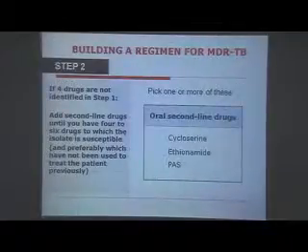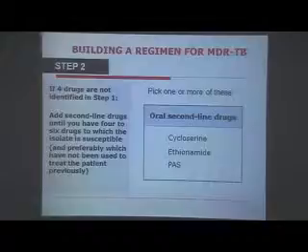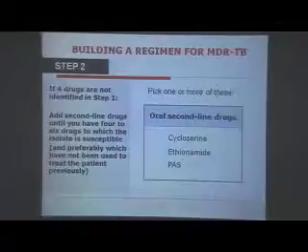Step 2 is you pick up any one of these second line drugs: cycloserine, ethionamide and PAS. Select any one or 2. If possible, you can even select any 3 of these drugs, because these drugs will have a definite action against mycobacteria, drug resistant bacilli.